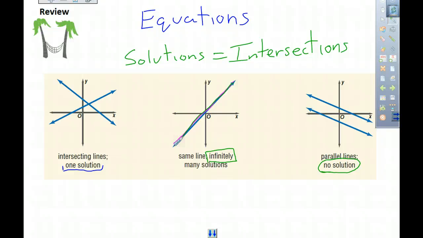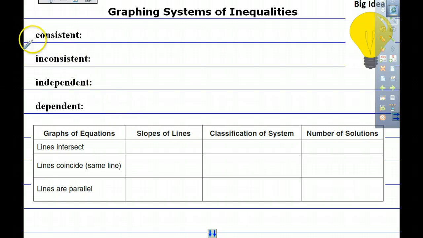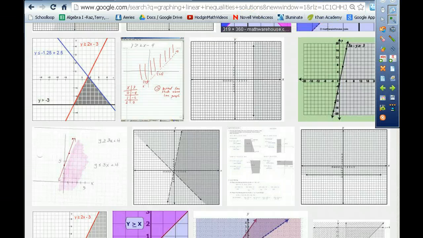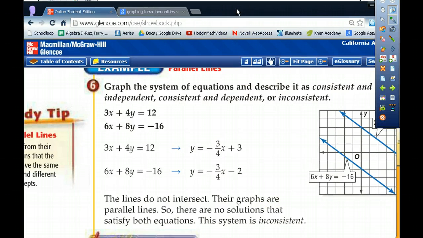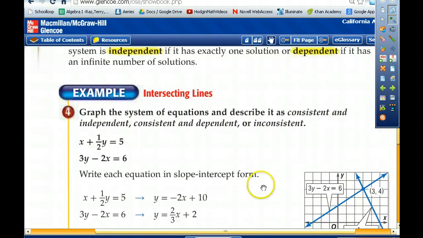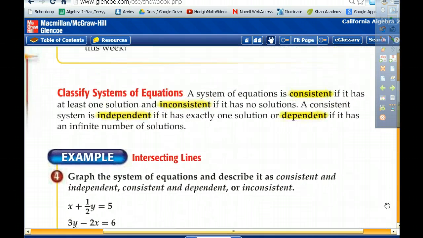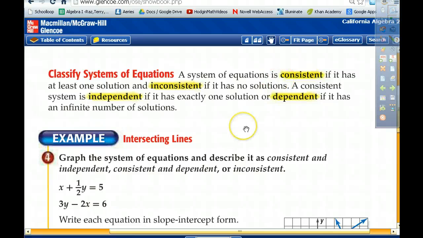Now we're going to give these some special names right now. I'm just going to give you special notice for this. And it has to do with these labels. Can you tell if a system is consistent, inconsistent, independent, dependent? You can go to your textbook on page 118. And there's the definition. Page 118 if you want to take notes on that.